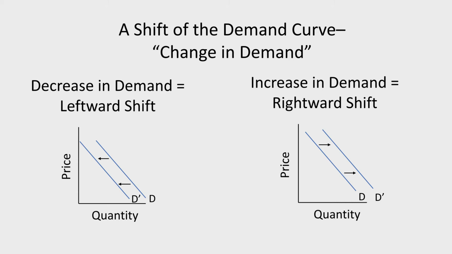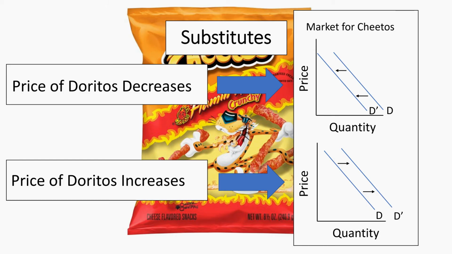If an exogenous variable changes, we have a shift in the demand curve or a change in demand. If the change causes a decrease in demand, we have a leftward shift of the curve as seen in the graph here. Contrastingly, if we have a change that increases demand, we have a rightward shift of the curve. One such exogenous variable is the price of substitutes. With substitutes, you're perfectly willing to exchange one for the other, and you don't need both at the same time to be happy. An example might be Cheetos and Doritos.